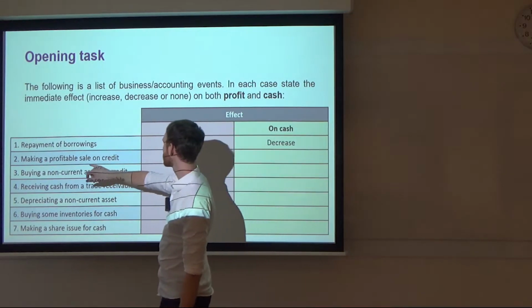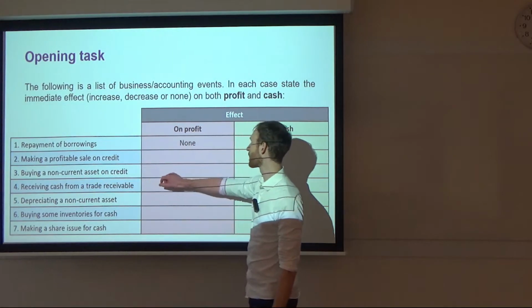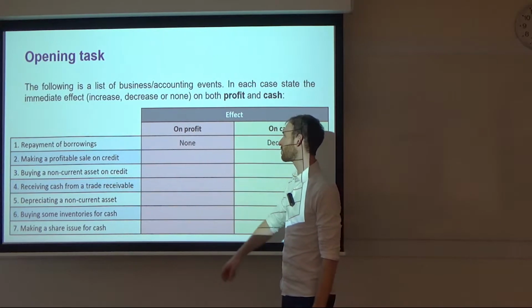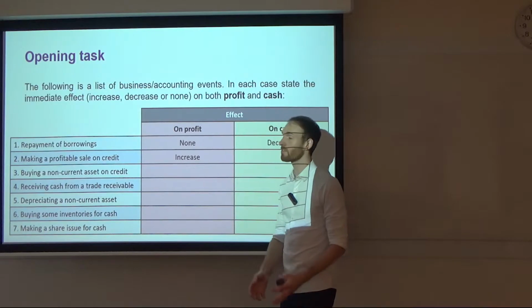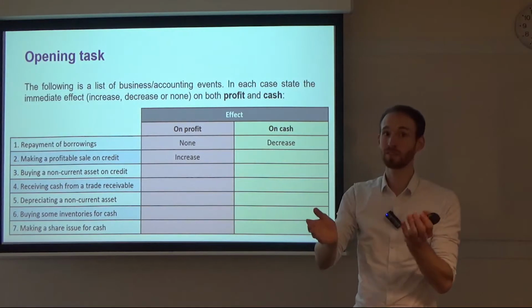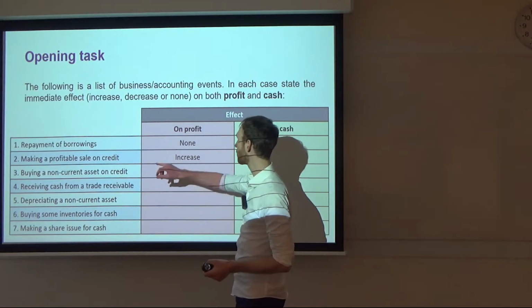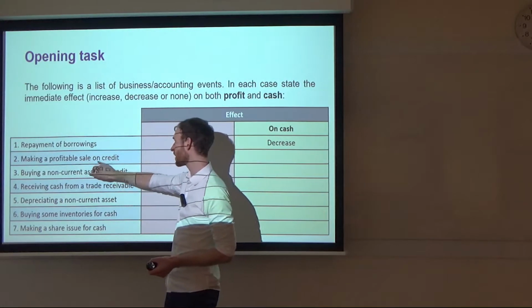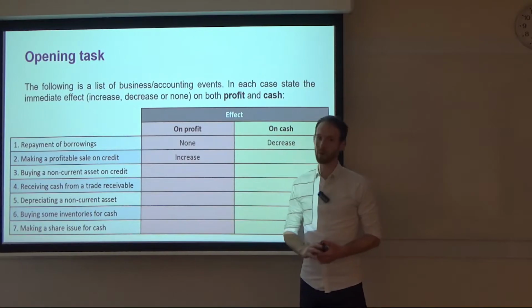Making a profitable sale on credit. Of course, this has a positive impact on profit. So if we have more, let's say, revenue compared to the cost from one sale, then this will increase our profit. So this means it's a profitable sale, so it increases our profit.